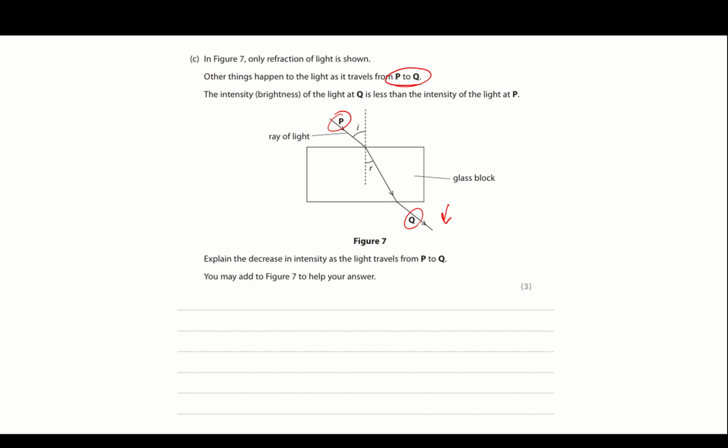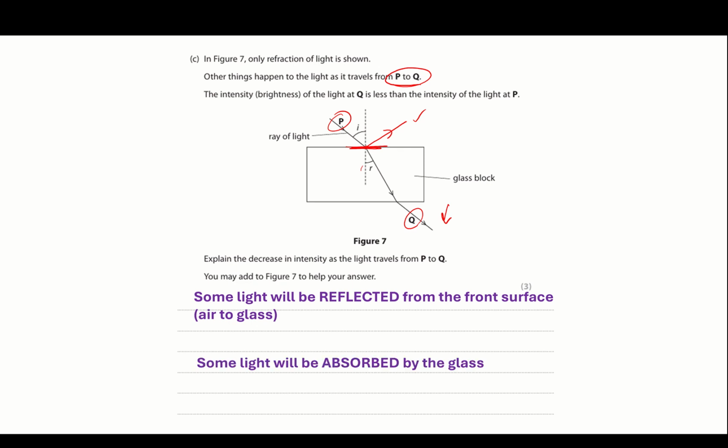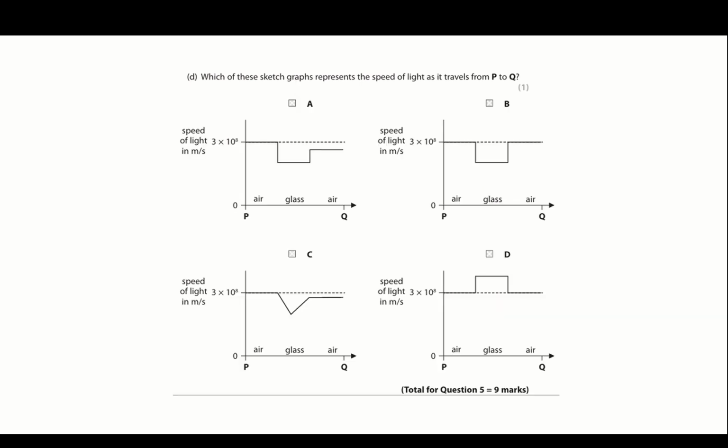Well, the first part is we're not just going to get refraction, we're also going to get some light reflected off the surface, as it meets this boundary of the two different densities. The other part is this glass is going to absorb some light and convert it to some heat energy. So we just got to put that into words. So some light will be reflected from the front surface, that is as we go from air to glass. And some light will be absorbed by the glass as it transmits through. And there we go.